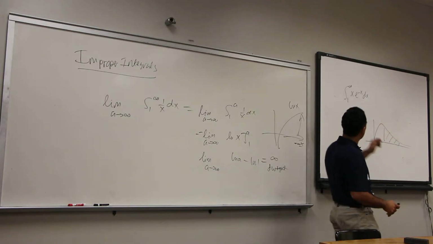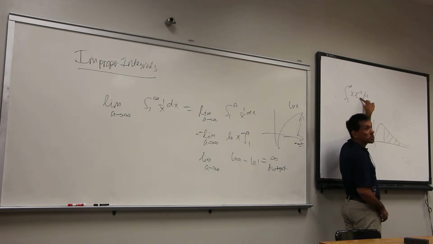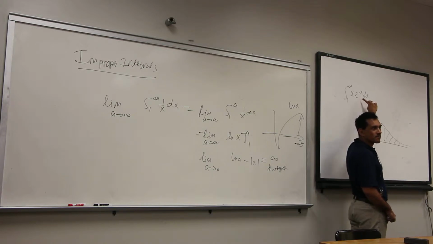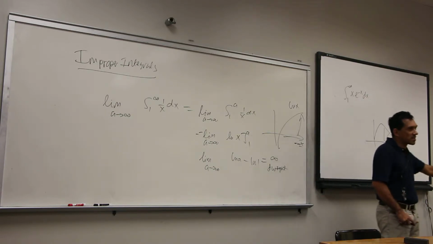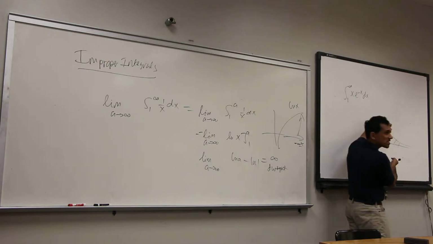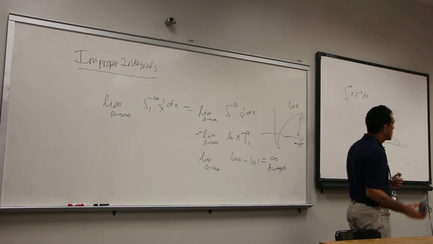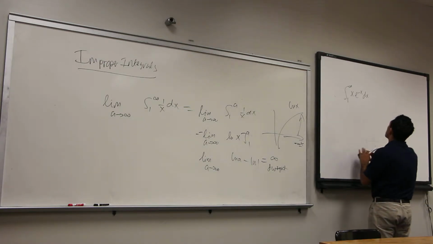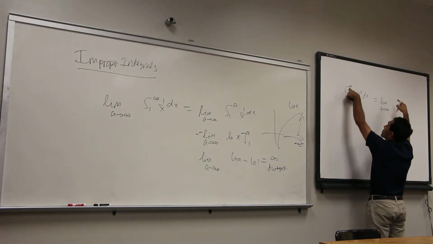Now the question is, who's winning? The fact that this is going to infinity fast, or this is going to 0 fast? And the answer is this guy is going to 0 too fast, exponentially fast. He's going to make this area, in fact, finite. All right? So we're going to do this as an improper integral. We will say, take the limit as A goes to infinity and integrate up to A.